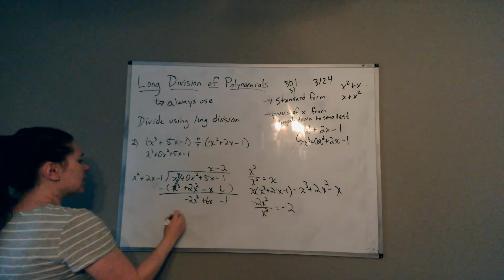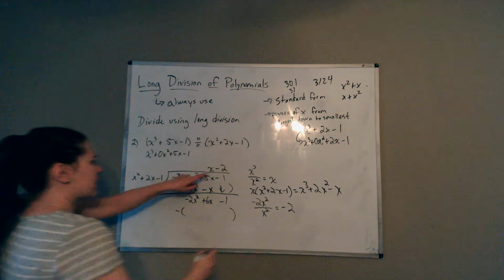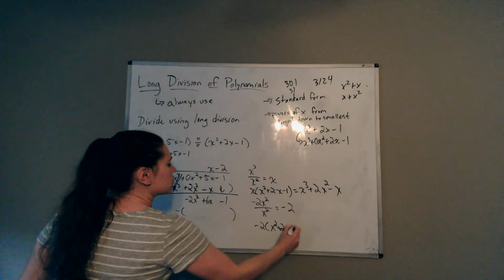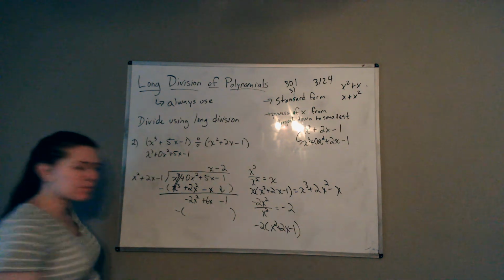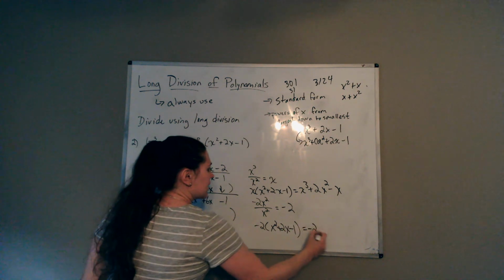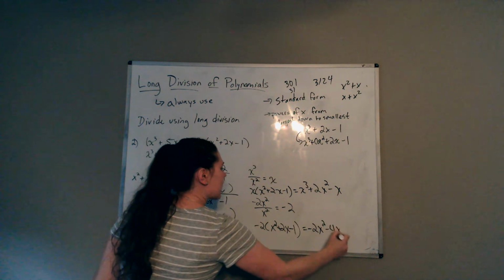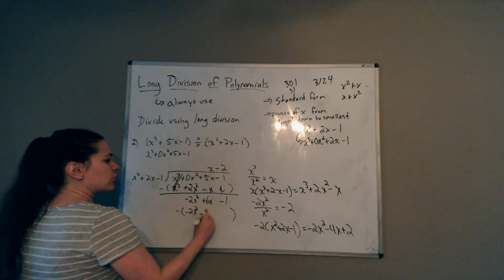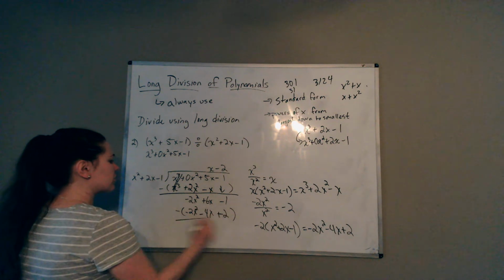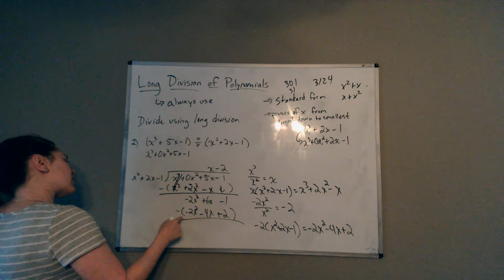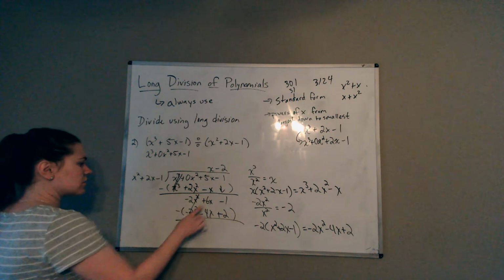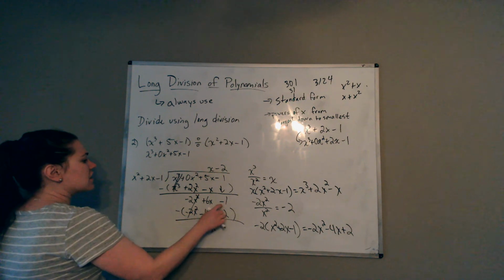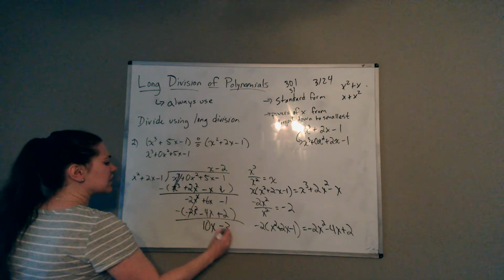All right. Now we have to take out what we just put in. So now we have to do negative 2 times our divisor, x squared plus 2x minus 1. That's going to give us negative 2x squared minus 4x plus 2. So negative 2x squared minus 4x plus 2. And so now we subtract. Negative 2x squared minus negative 2x squared cancel. 6x minus negative 4x, that gives us 10x. Negative 1 minus 2, that gives us minus 3.